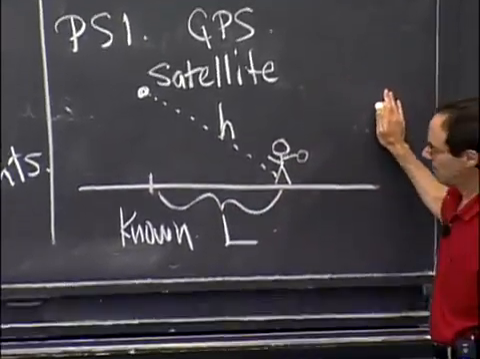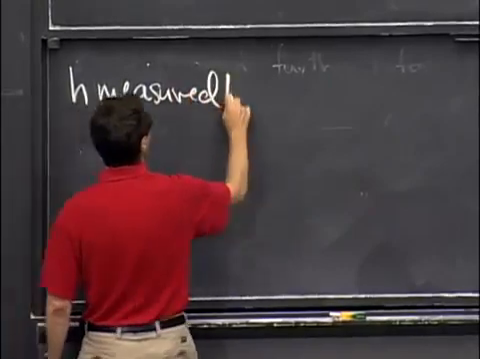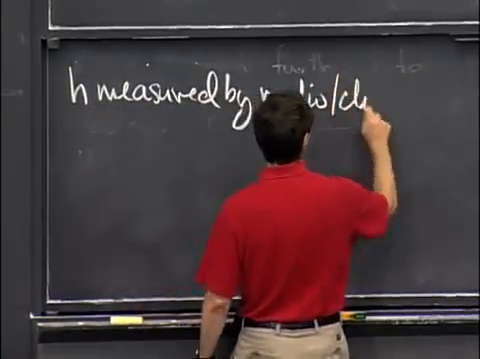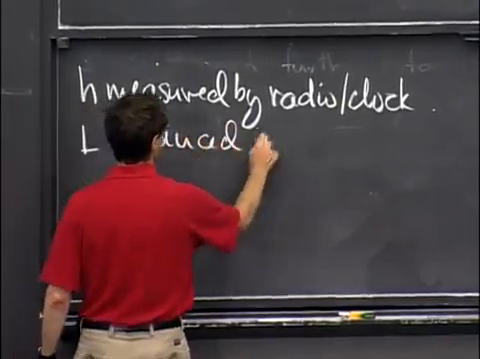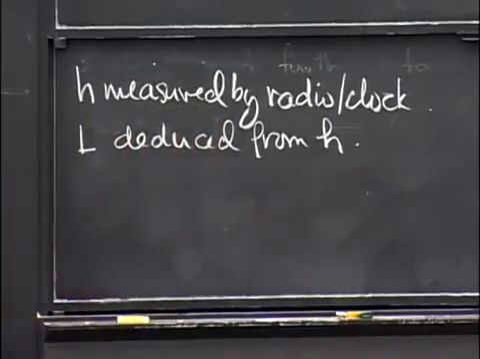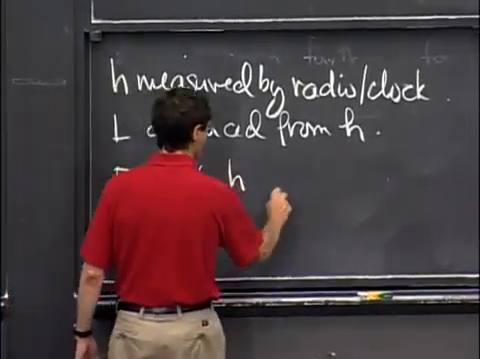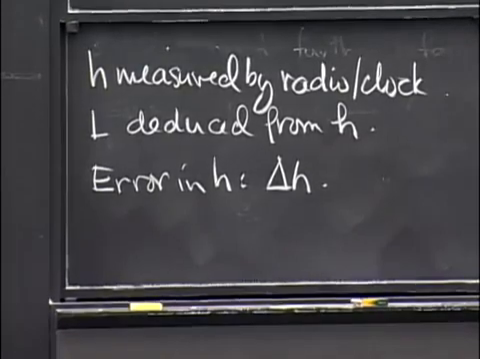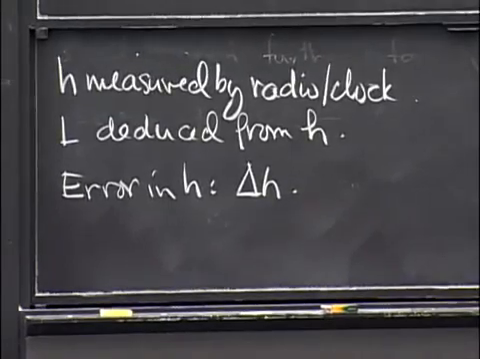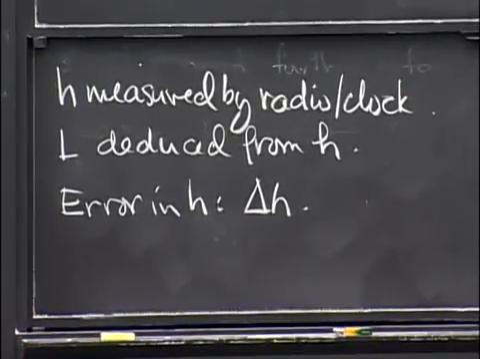So in other words, what's measured is h, measured by radio waves and a clock, or various clocks. And then L is deduced from h. What's critical in all of these systems is that you don't know h exactly. There's an error in h, which I'll denote delta h. There's some degree of uncertainty. The main uncertainty in GPS is from the ionosphere, but there are lots of corrections of all kinds. Also, if you're inside a building, it's a problem to measure it. But it's an extremely important issue, as I'll explain in a second.